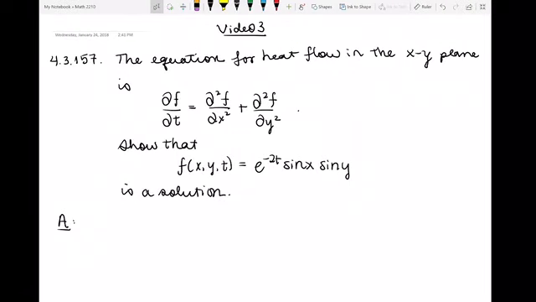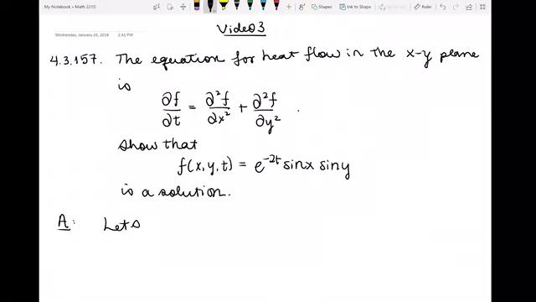The first one comes from 4.3, and at 157 it says the equation for heat flow in the xy plane is given by this partial differential equation, that the partial of f with respect to t is equal to the second partial of f with respect to x plus the second partial of f with respect to y. And we're asked to show that the function given here, f of x, y, t equals e to the minus 2t sine x sine y, is a solution to this differential equation. So what we should do is compute these partials of this function and then just plug them into the equation and see if the relationship holds.